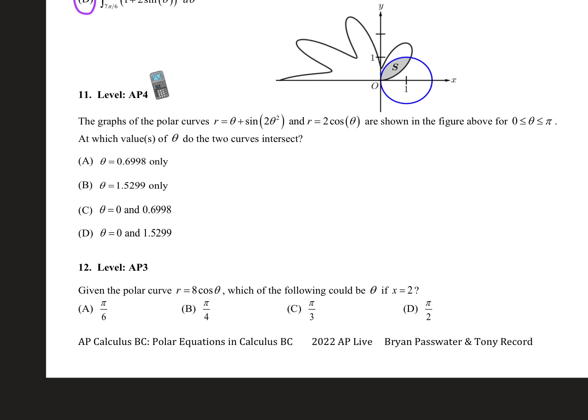The graphs of those two polar curves are shown to the right. At which values of theta do these intersect? Again, it's a calculator problem. You're going to take one of them, set it equal to the other, and you're going to find the theta values where they cross.